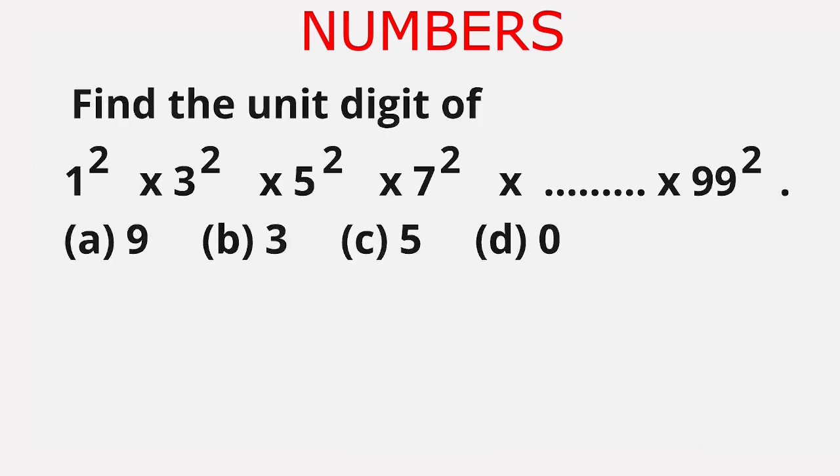Our question is, find the unit digit of 1 to the power 2 multiplied by 3 to the power 2 multiplied by 5 to the power 2 multiplied by 7 to the power 2. This continues up to multiplied by 99 to the power 2. The given options are option A 9, option B 3, option C 5, option D 0.